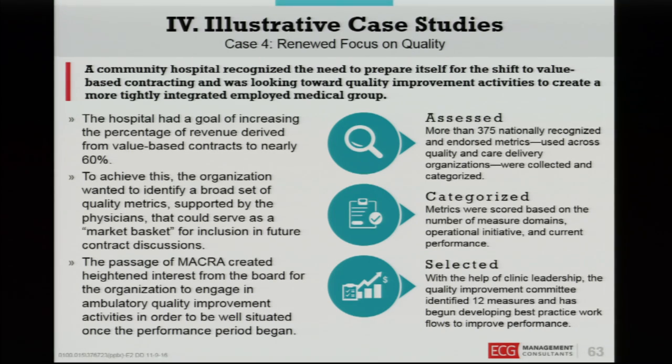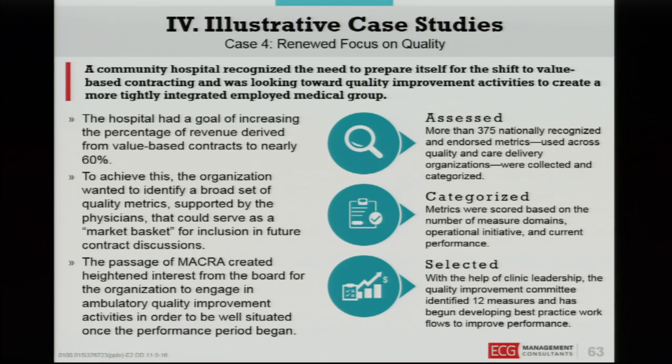So we looked at nearly 400 different metrics. We collected those. We categorized them based on the number of those measure domains that they could tick off, based on how much work it would take to measure it operationally, which ones are ready to go, which ones are going to take a ton of work to get there, and where we thought their current performance was, where we actually had the data to do it.